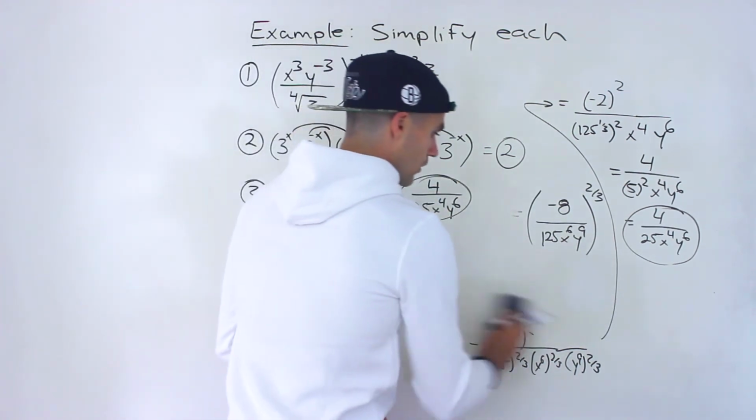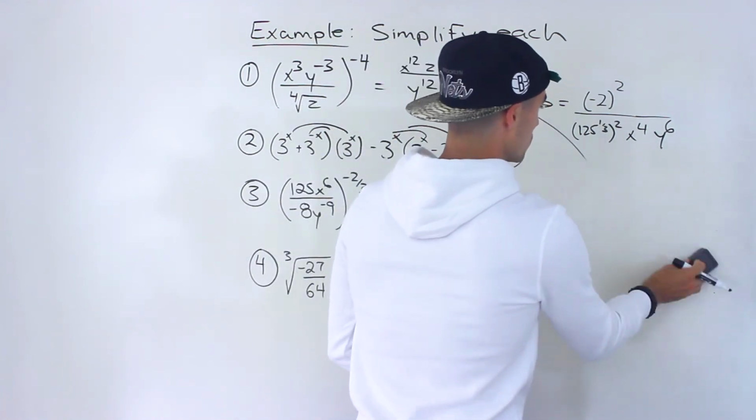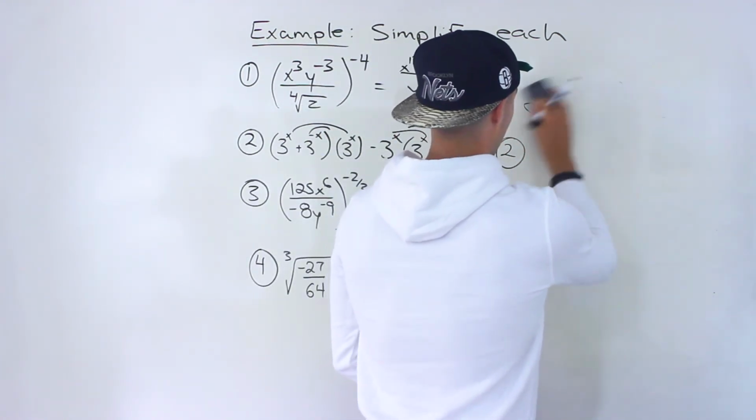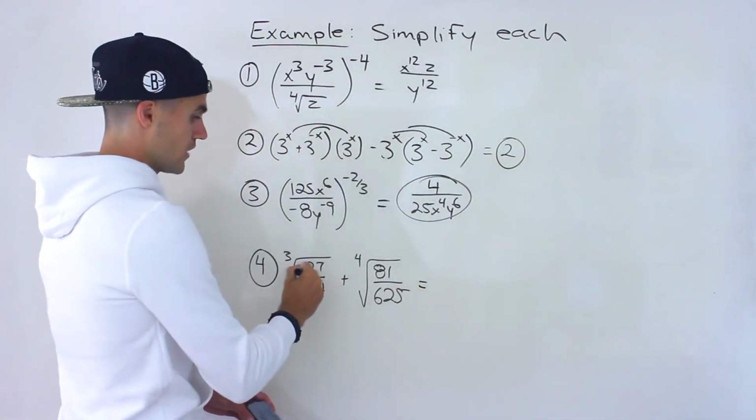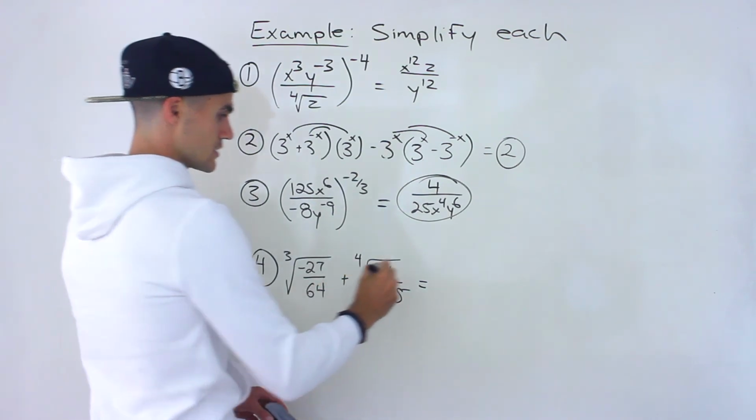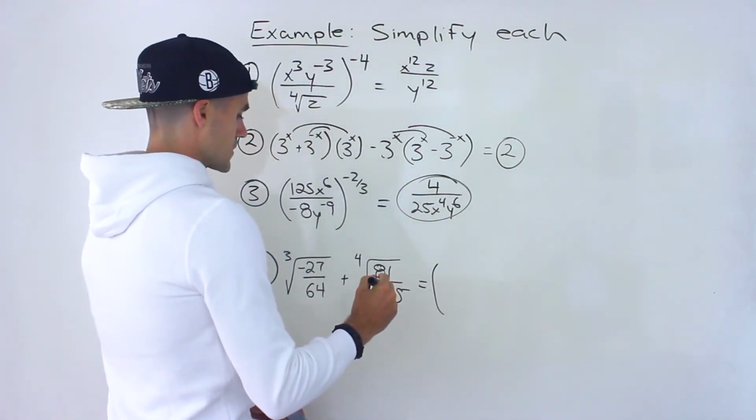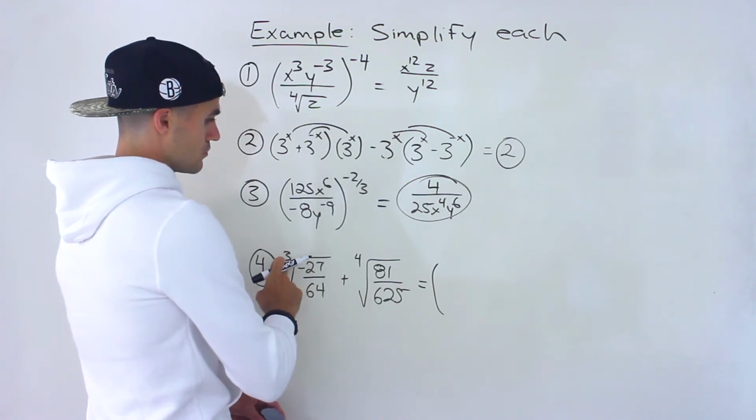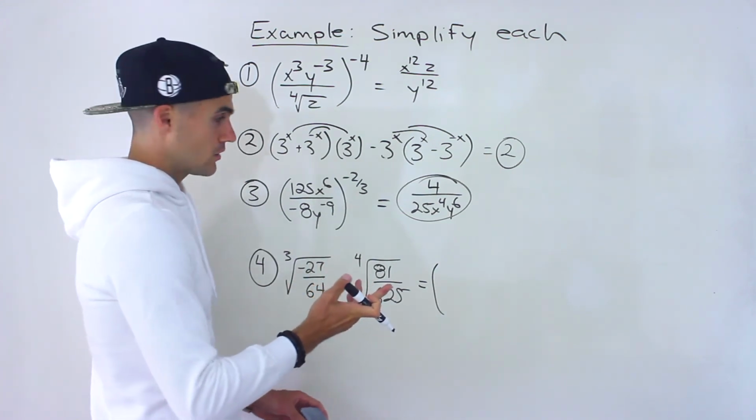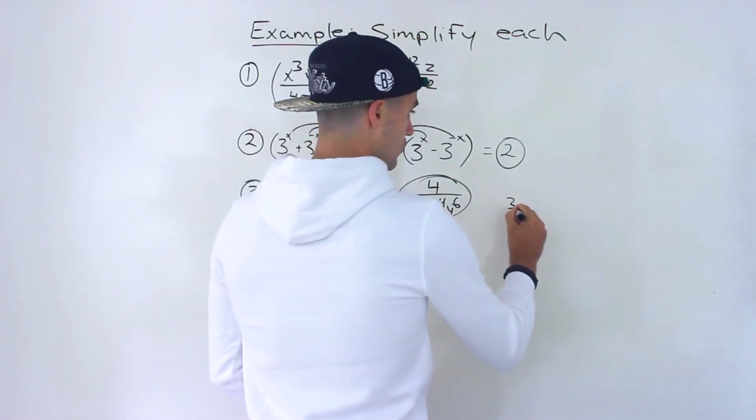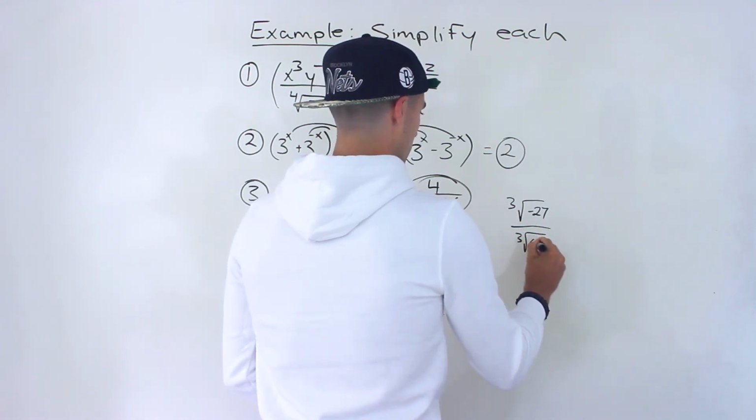And then number 4, there's no variables in this one, so we're going to get an actual numerical answer. I think it's going to be a fraction. So we've got the third root of negative 27 over 64. A couple of things we could do. We could take that third root and distribute it to the numerator and the denominator right away. So we could rewrite this as the third root of negative 27 over the third root of 64.